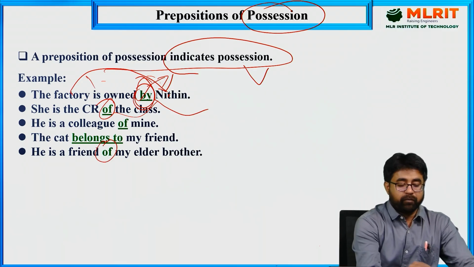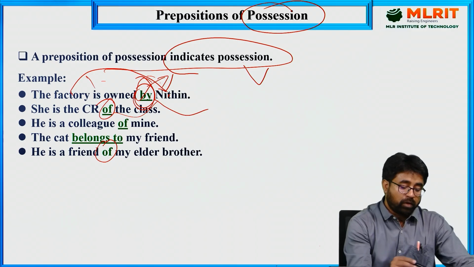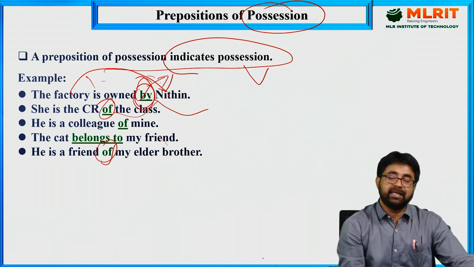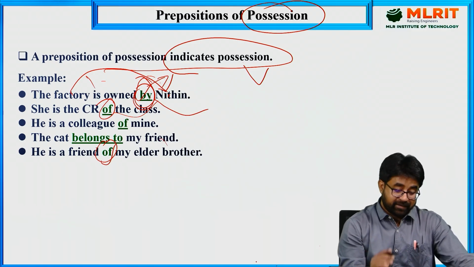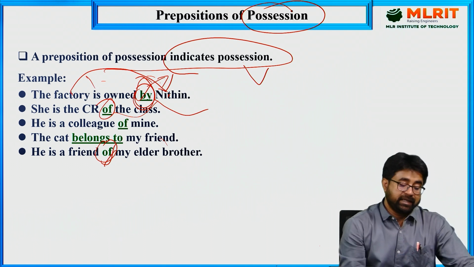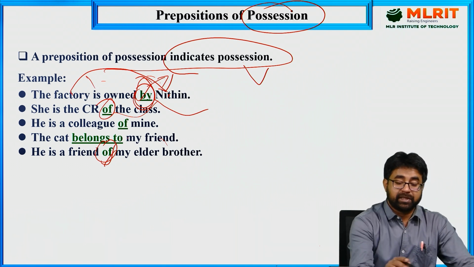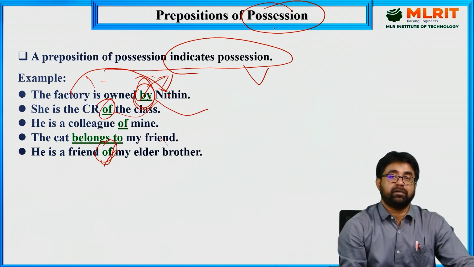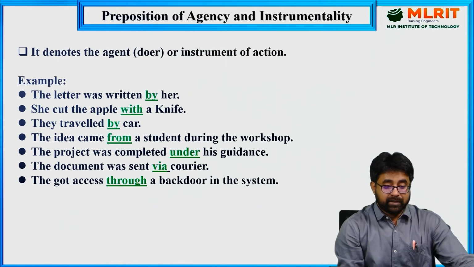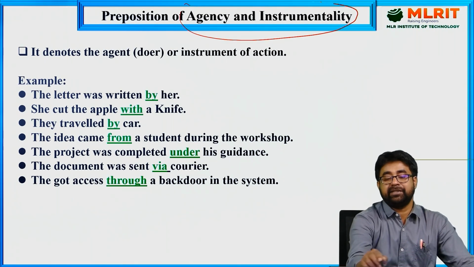He is a friend of, again, friend of whom? Of my elder brother. So "of", again, is indicating a preposition of, like, a relationship of possession. That's why it is working as a preposition of possession in this particular sentence. Fine. The next category: preposition of agency and instrumentality, or instrument.